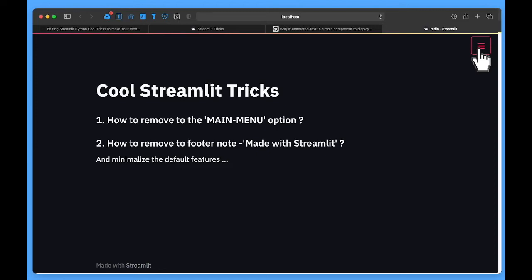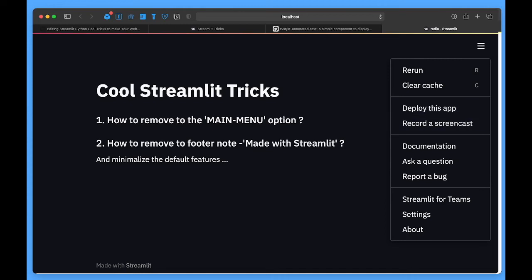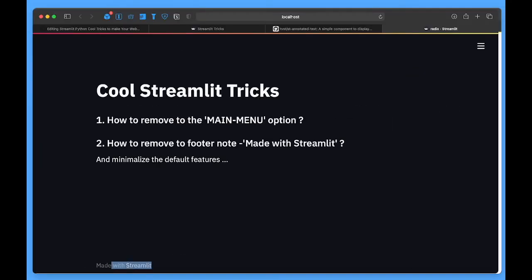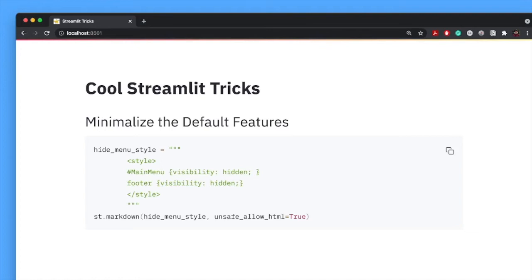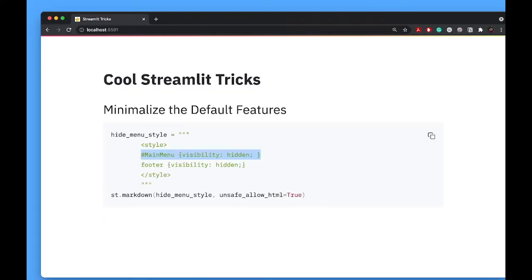By default, Streamlit comes with this main menu, which allows us to access different types of functions. And it also comes with this footer note called Made with Streamlit. At times we may require removing these two features in our web application. And this can be done very easily using a few lines of code. Let's see how we can do that. We just need to write this particular line. Here we are trying to hide the main menu style and also the footer. As a result, what we see here is that our main menu is missing and also the footer is missing in our web application.